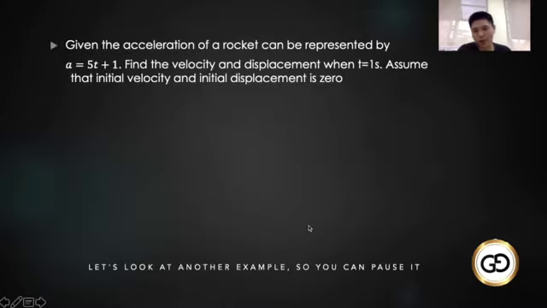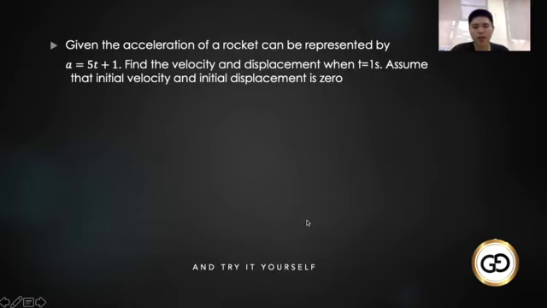Okay, let's look at another example. So you can pause it and try yourself if you want to. Given the acceleration of a rocket can be represented by a equal to 5t plus 1. So find the velocity and displacement when time is equal to 1 second. Assume that the initial velocity and the initial displacement is 0. Okay, let's see how we do it.